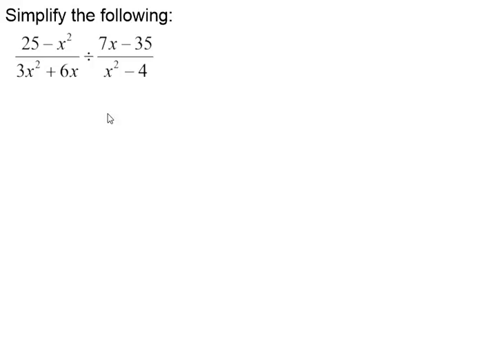In this example, we'll be going over dividing two rational expressions. Before I go through the process of dividing, I'd like to make sure everything in my beginning expression is factored. I'm going to start with 25 minus x squared. That's a difference of squares, and I'd like to rewrite that as 5 minus x and 5 plus x.